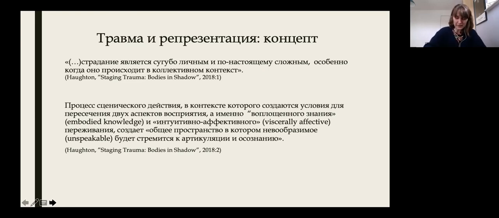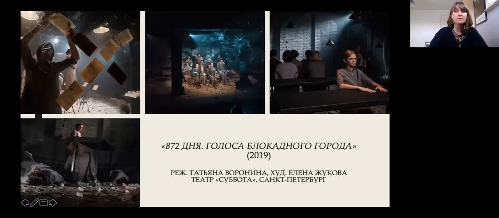And in this context, I would like to analyze two performances, two shows that work with traumatic experience in the context of war conflicts. The first show, which I want to draw attention to, is set by a small St. Petersburg-based theater, and is called 872 Days, The Voices of the Sieged City, directed by Tatiana Voronina, the set designer Elena Zhukova. It was staged in 2019, based on the book by Kranin and Voronin, the book that was censored for a long time. It also uses the diaries of the people who survived the siege of Leningrad.